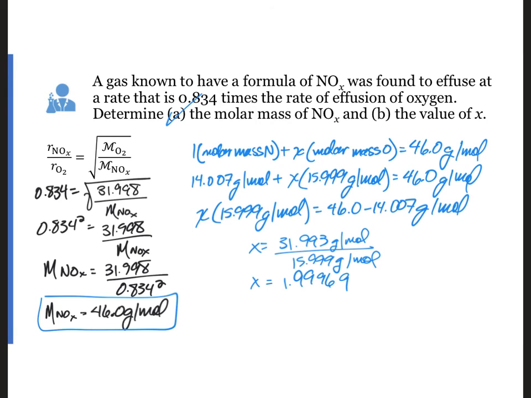Using the molar mass of NOx, we see that 1 times nitrogen plus x times the molar mass of oxygen equals 46 grams per mole. Solving for x, we get a value very close to 2. So NOx is actually nitrogen dioxide.